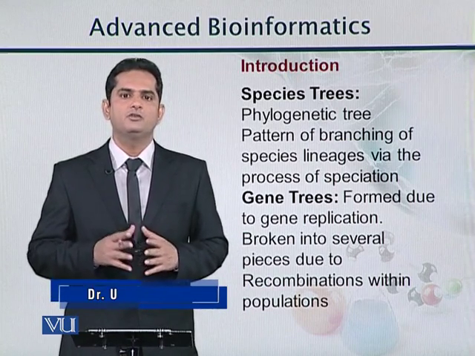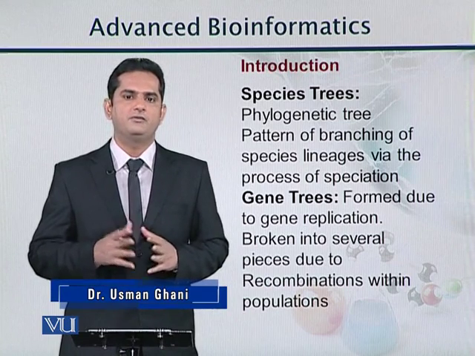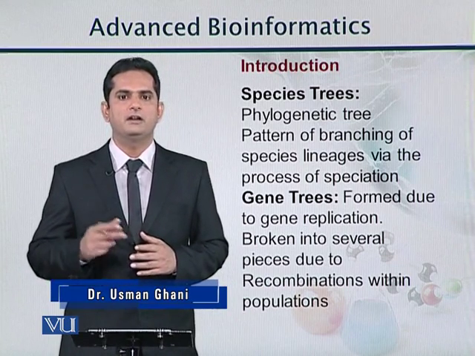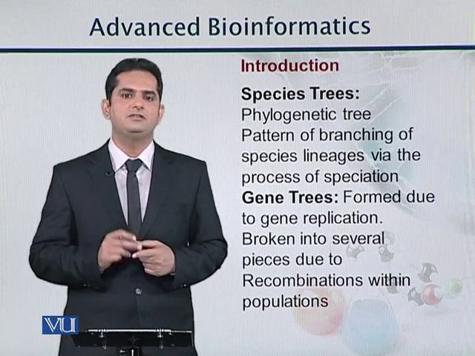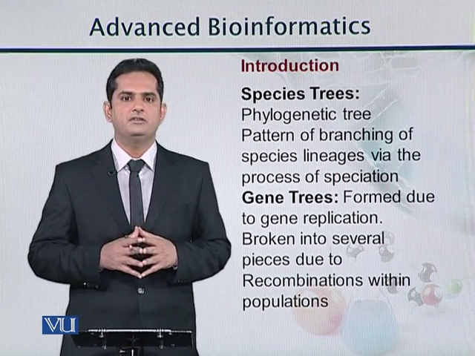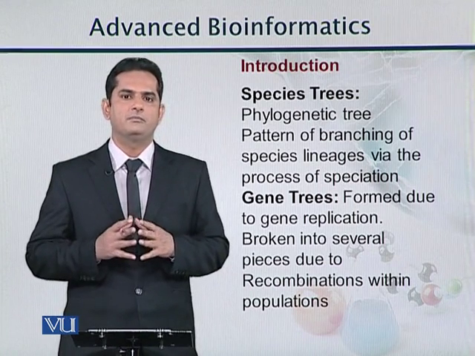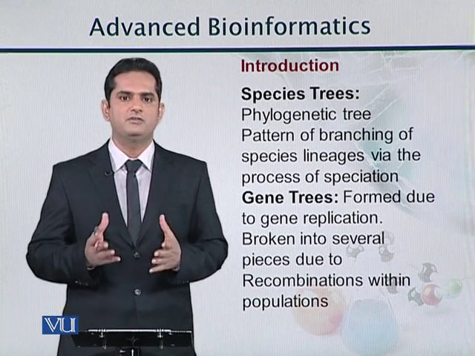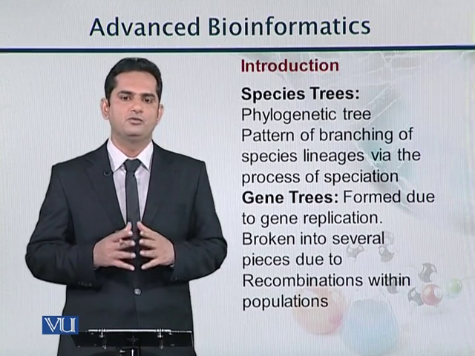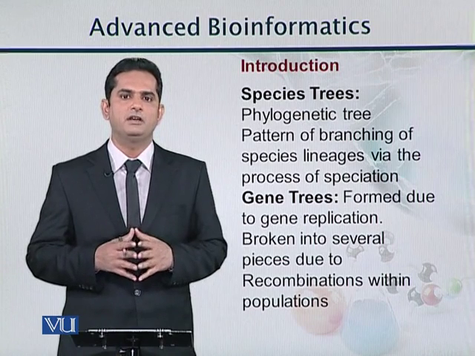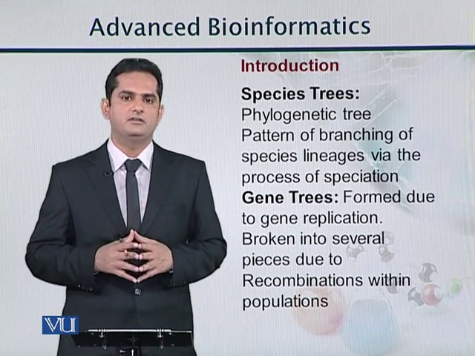Now what happens is there are two sorts of trees which can be generated from this information, from morphological and from macromolecular information. Those trees are species trees and gene trees. So species trees are basically those trees which are based on species which are from the common ancestor. On the other hand, gene trees are made by using information from gene sequences.